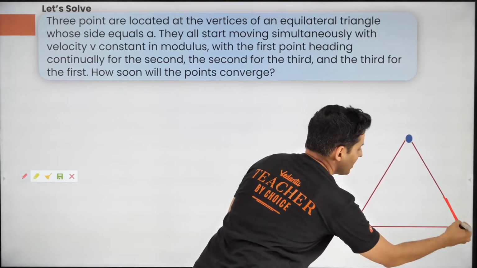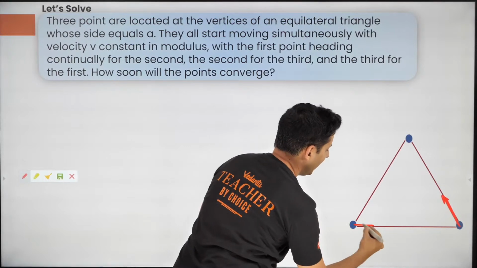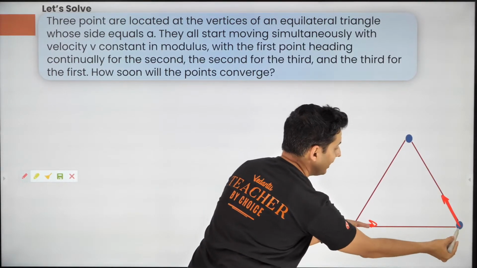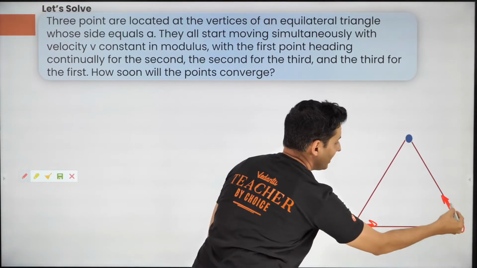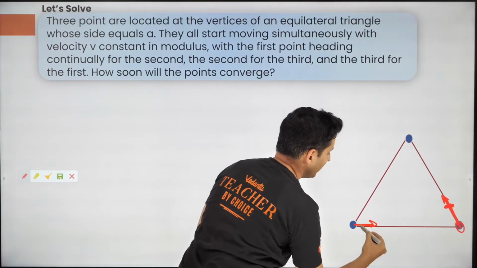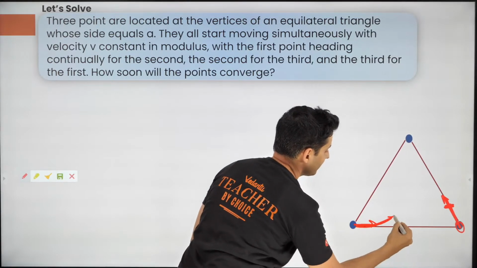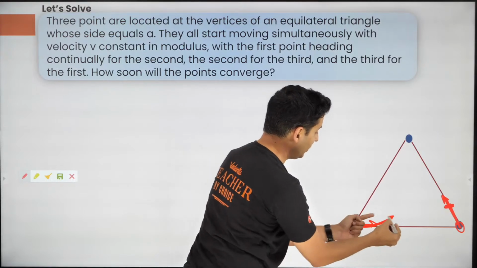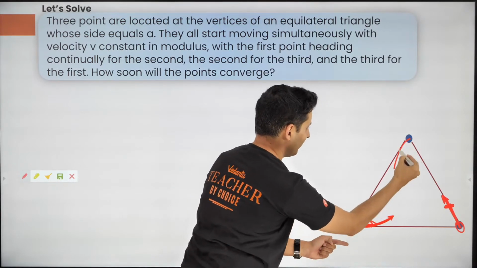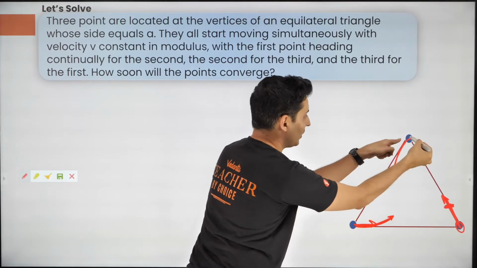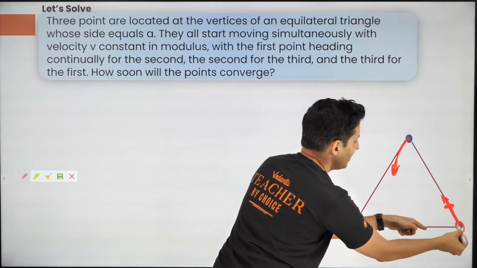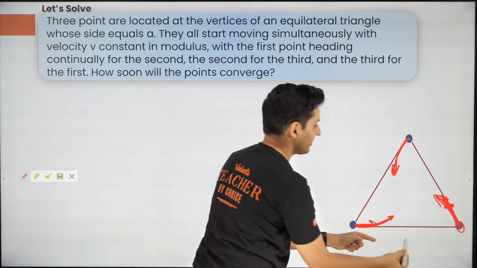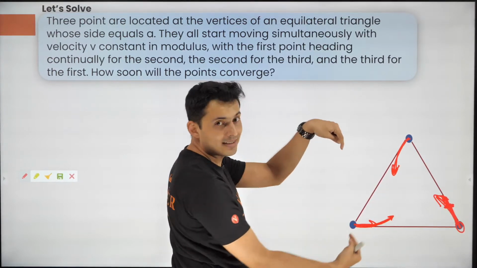If Champa is moving here, Pandu will try to move wherever Champa is. So if Champa has gone here, then Pandu will turn like this. And because Pandu has gone here, the dog will also turn like this. And because the dog will turn like this, Champa will also turn like this. They all will turn towards each other.